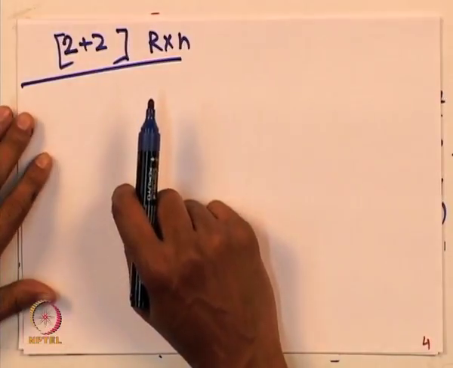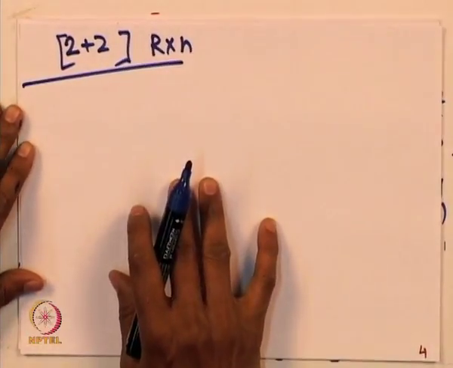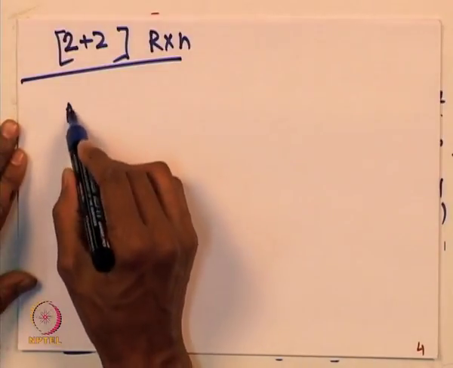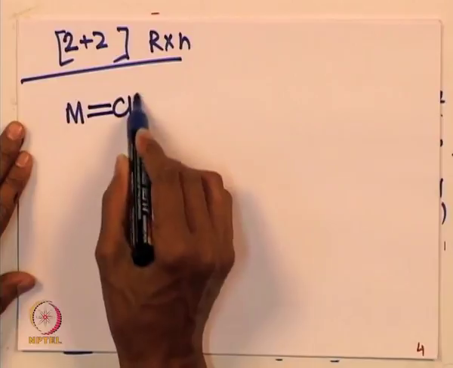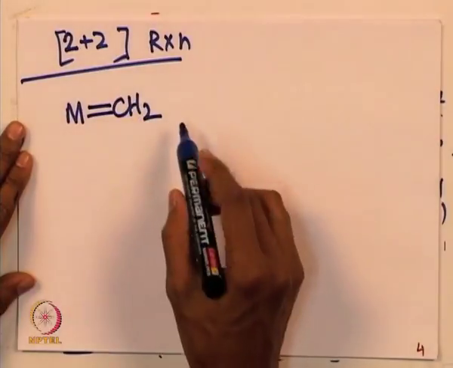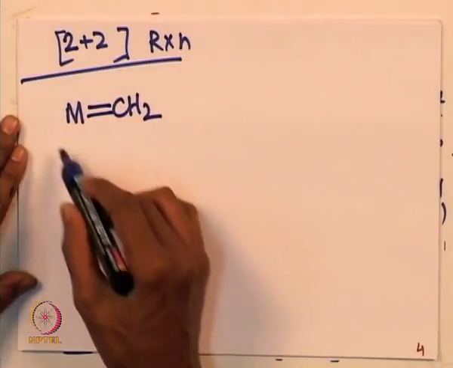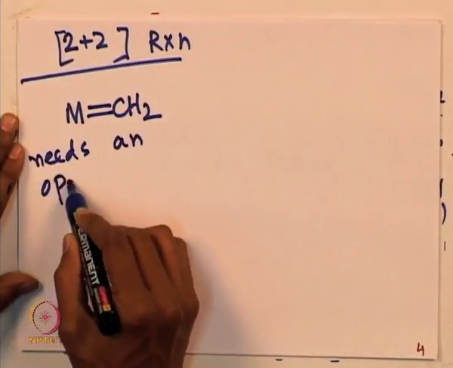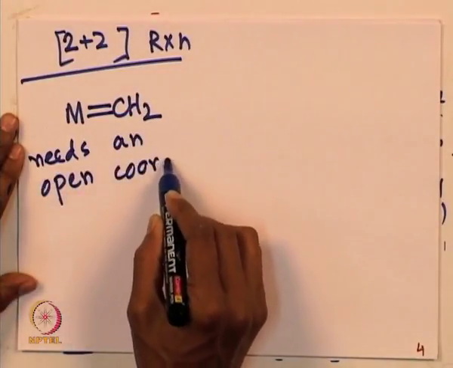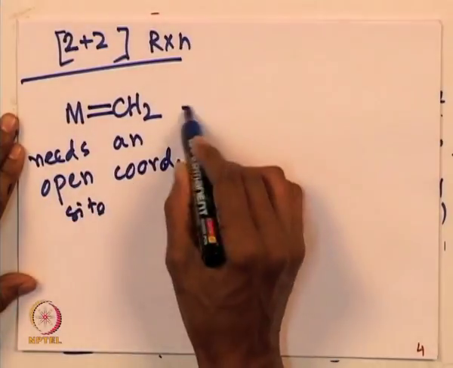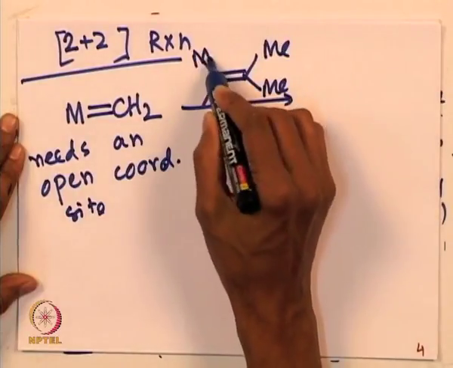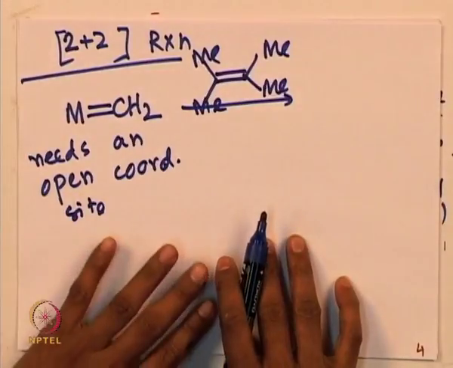Of course, for 2 plus 2 reaction, one could imagine that there is a necessity of having a pi bond in both the coupling partners, right. Now, one of the most common or very simple ways of writing this example is a metal carbene intermediate. Of course, it needs an open coordination site for this reaction to happen, and an olefin like this. Let's say for example you have this olefin, it's very easy to track, that's why we took this olefin.